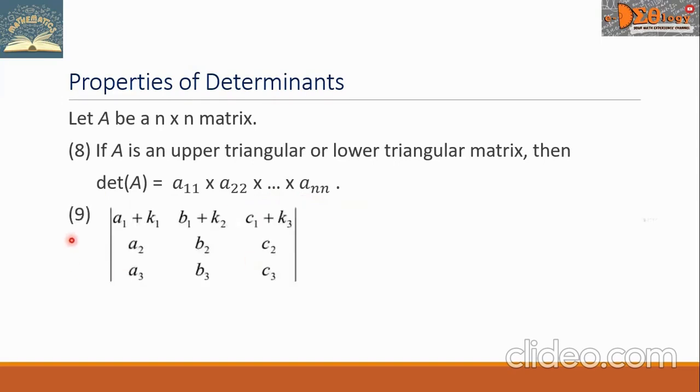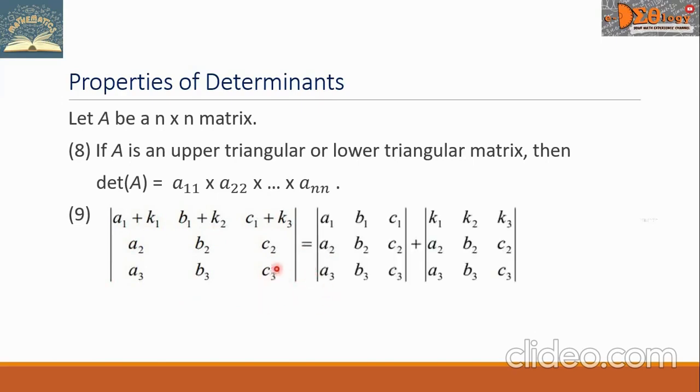Property number 9: the determinant of this 3 by 3 matrix. First, let us analyze the elements. In the first row, the first element is A sub 1 plus K sub 1. Second element, B sub 1 plus K sub 2. Third element, C sub 1 plus K sub 3. In the second row, A sub 2, B sub 2, C sub 2. Third row, A sub 3, B sub 3, C sub 3.